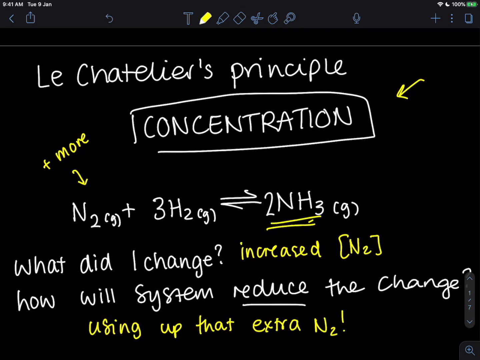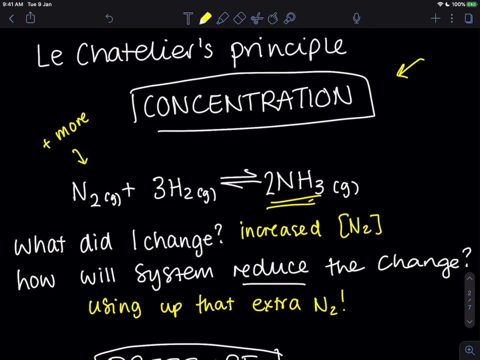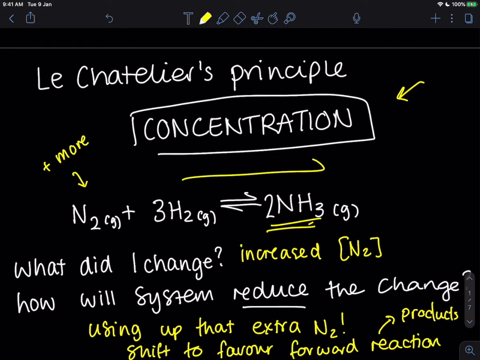So I've added some extra reactant, it's sitting there, the system doesn't want this extra concentration of N2 because it is messing up its perfect ratio at equilibrium. So in order to fix that, it has to make that N2 go away, and the only way it can make that N2 go away is by reacting it with H2 to make NH3. So it's going to use up that extra N2, and so therefore it is going to shift to favour the forward reaction. Or you can say that it is favouring products. So that means we're going to be going in this direction in order to use up that N2.